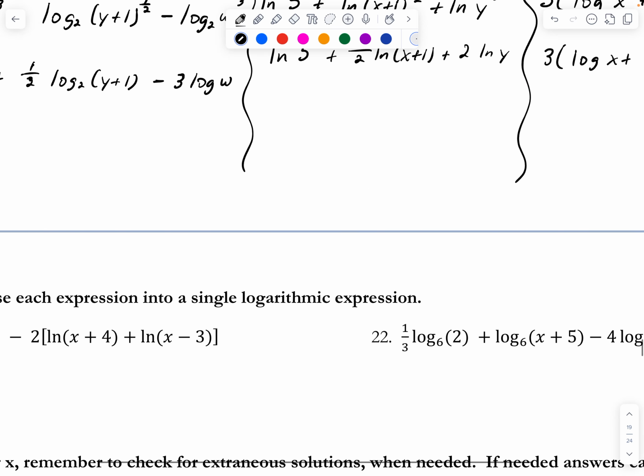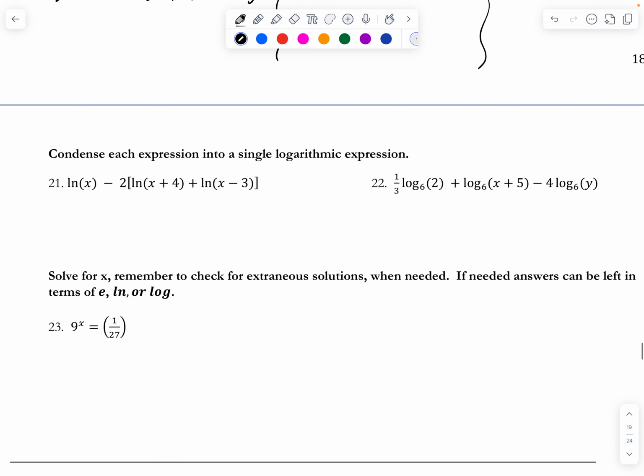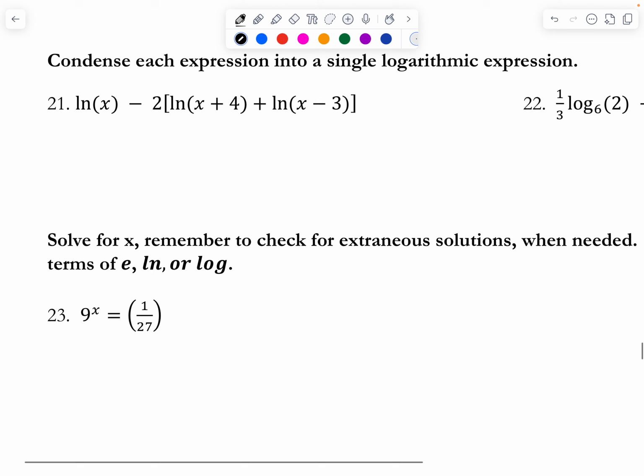I don't care. Okay, let's do these condensing ones, and then I'll take a break before the next one. All right, so I'm going to put these logs all together. You'll notice this minus 2 right here is on both of those. So I'm going to have the natural log of x, and then I'm going to keep the minus 2 there.